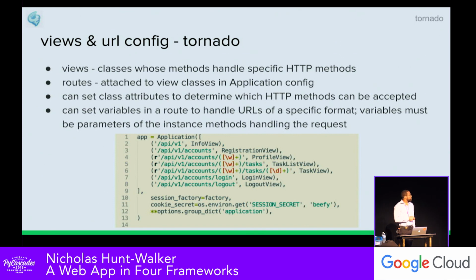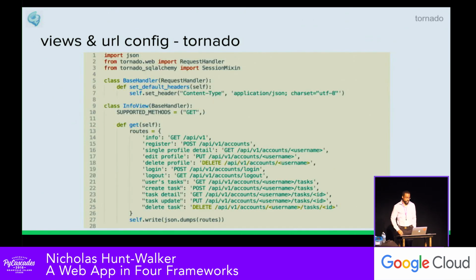So here's an example with some more routes in that application object. And then here is a simple view. Every view you want to make in Tornado will inherit from this request handler object. I made two classes here. One for my base handler, which just inherits from my request handler, which I use for all my views. And then every individual view will inherit from my base handler view.